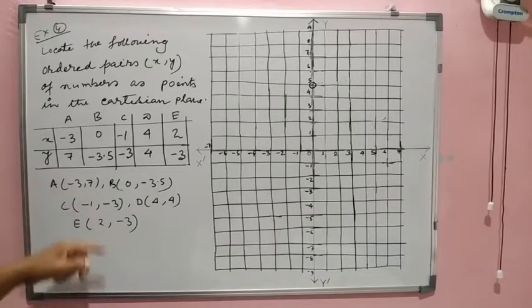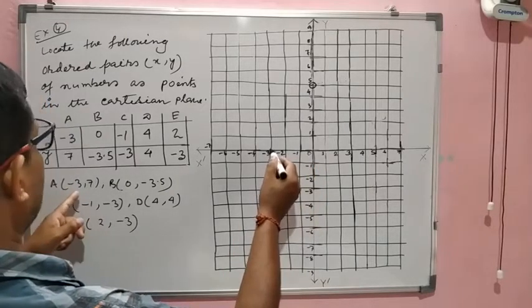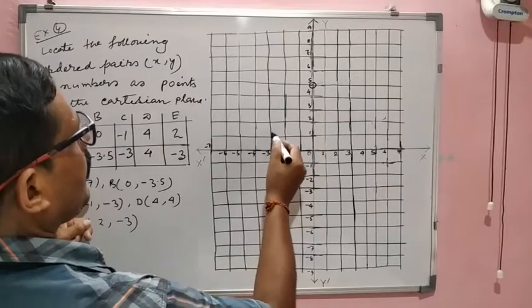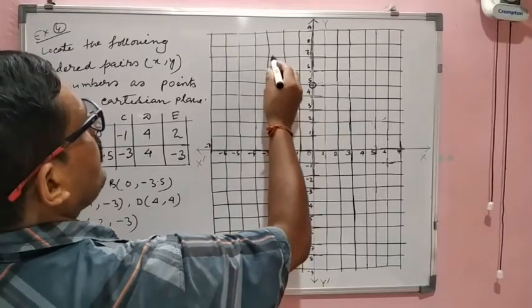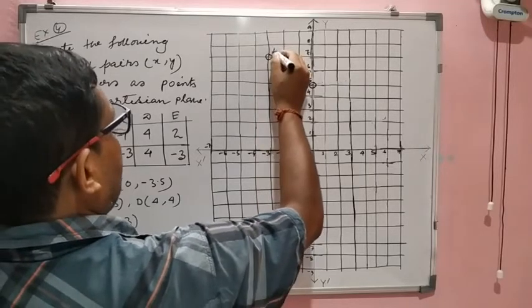So here, for (-3, 7), the x-coordinate is -3, so 1, 2, 3 units to the left, and 7 means 1, 2, 3, 4, 5, 6, 7 units up. This point will give you A.